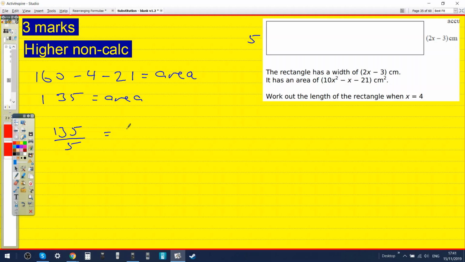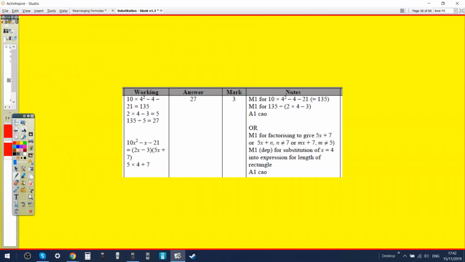Can I do that on the calculator, or? Yeah, not non-calc. So how many 5s in 13? 2 and 35, I guess. So how many 5s in 35? 7. Yes. And so what is the length? 27. Okay. 7 centimeters. Yeah, there's 3 marks.